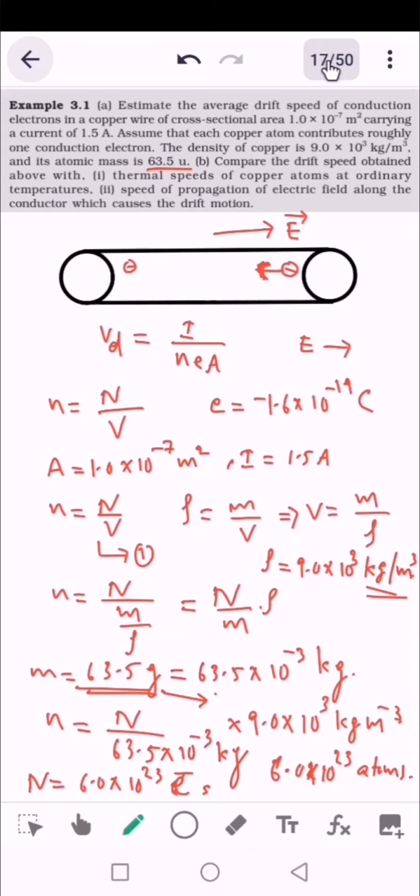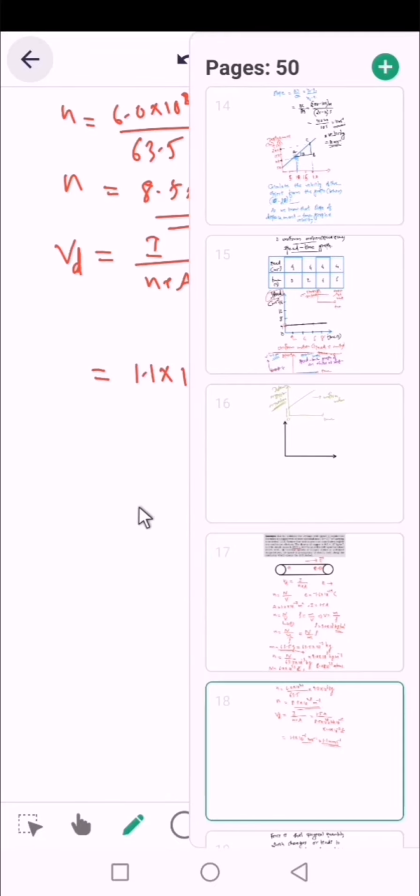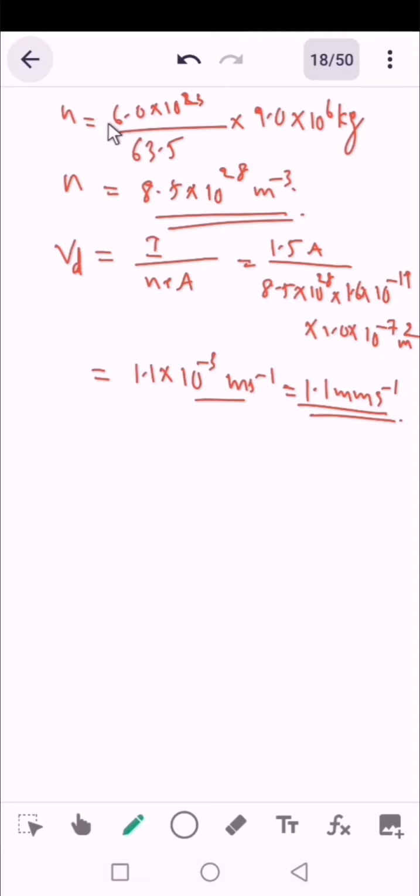When you substitute these values in the expression, you can calculate the number density, that is the number of charges per unit volume. All these values are given. The 10 raised to minus 3 appears in the denominator, so it will go up to the numerator, and along with 10 raised to 3 it will become 10 raised to 6. So the number density will be 8.5 into 10 raised to 28 per meter cube. When you substitute all these values in the expression for drift velocity, you will get the drift velocity as 1.1 into 10 raised to minus 3 meter per second, which is 1.1 millimeter per second.